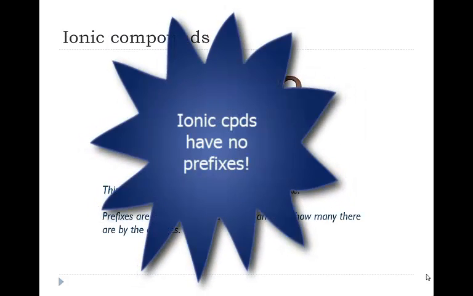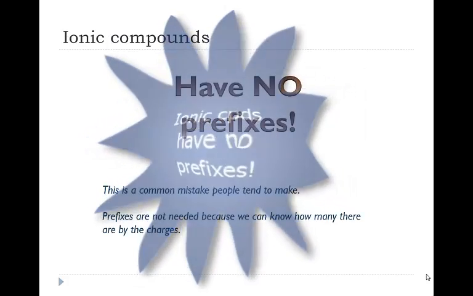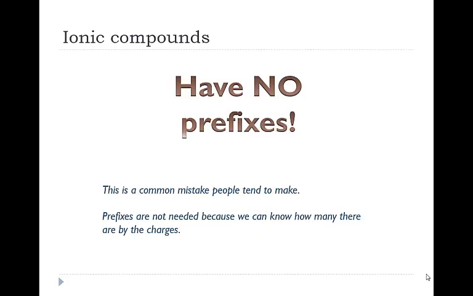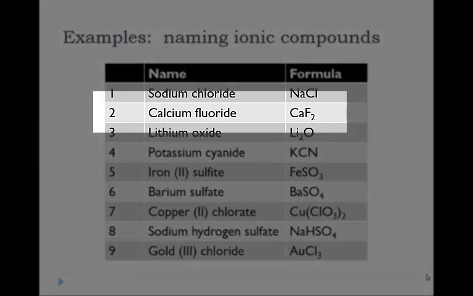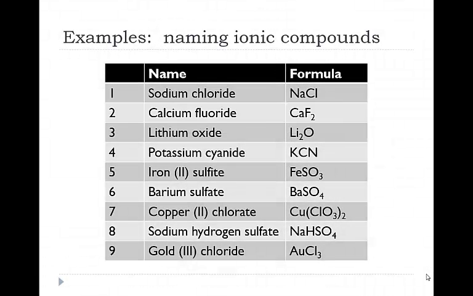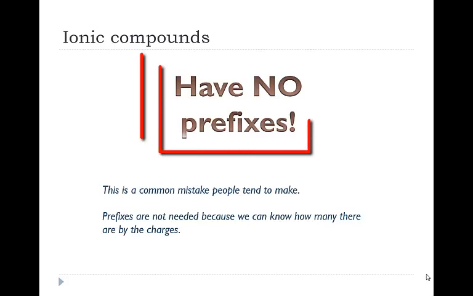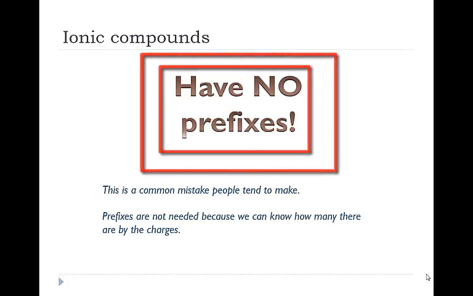Now remember, when you're naming ionic compounds, they have no prefixes. This is a common mistake that people tend to make. We don't need the prefix because we know how many there are by the charges. For instance, if we go back here, calcium fluoride, number 2, it is not calcium difluoride, since there are 2 F's. We know that there have to be 2 fluorides because the charge on fluorine is a -1 and the charge on the calcium is a +2. So, no prefixes with ionic compounds.